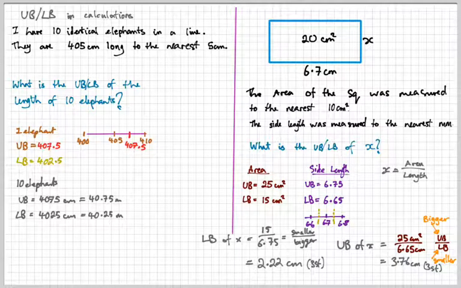So, to answer the question, what is the upper bound and lower bound of x? The upper bound of x is 3.76 centimetres, and the lower bound of x is 2.22 centimetres. You have to be careful with division, and you have to think very carefully about how you are going to get the maximum value at the end of the calculation. To get the maximum value, we're going to do a big number divided by a smaller number, and to find the lower bound, the minimum, we're going to do a smaller number divided by a bigger number.